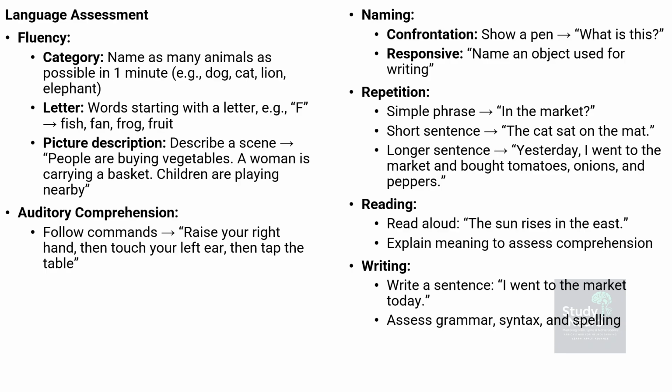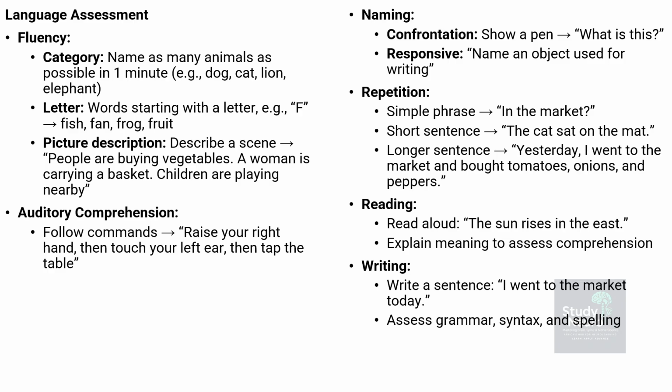Next, we assess auditory comprehension by giving spoken instructions of increasing complexity, such as asking the patient to raise their right hand and then touch their left ear. This helps determine how well spoken language is understood. Naming is then evaluated by showing the patient a common object, like a pen, and asking them to identify it. Difficulty with this task may indicate word finding or lexical access problems.